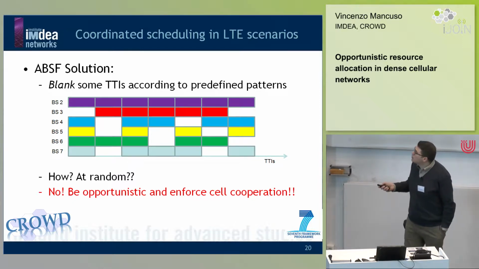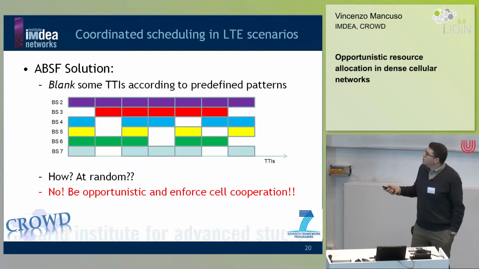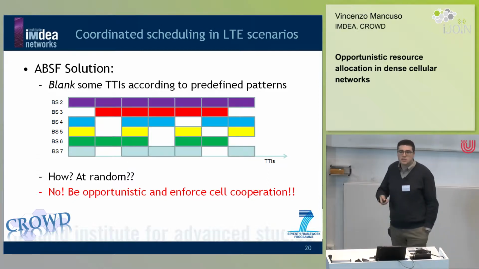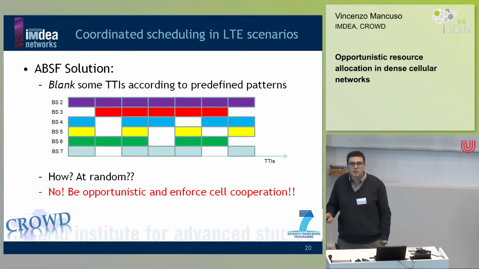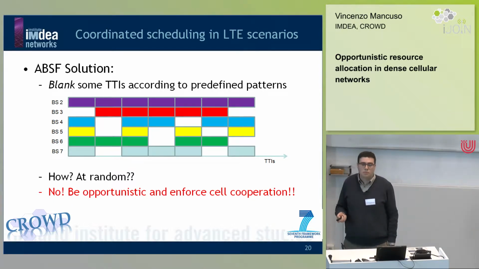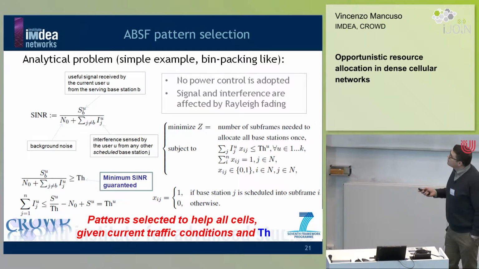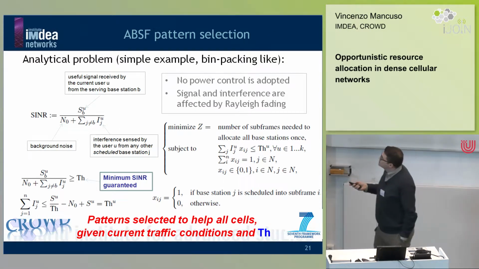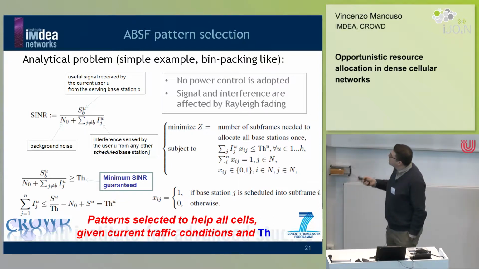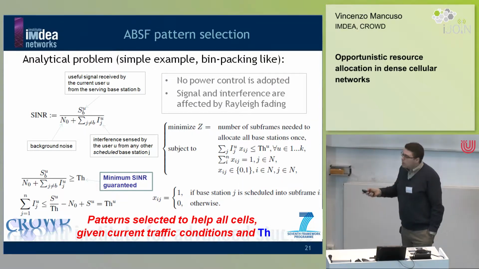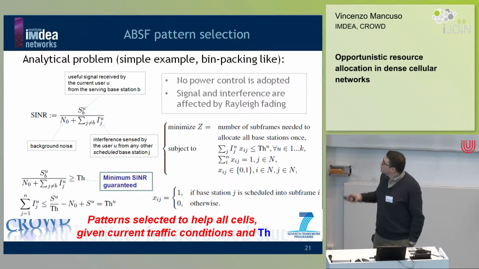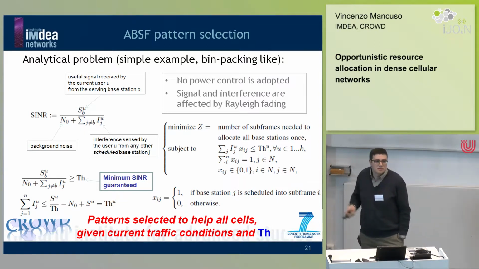But of course you can do more. Why do it at random when you can easily be opportunistic and enforce cell cooperation, especially these days that there are a lot of tools and mechanisms to centralize, or at least partially offload, part of the computation to base stations or controllers which are close to the base stations. The analytical problem has been studied in many different flavors in the project. I just put the math here to create a crowded figure, but I'm not going to go over it.